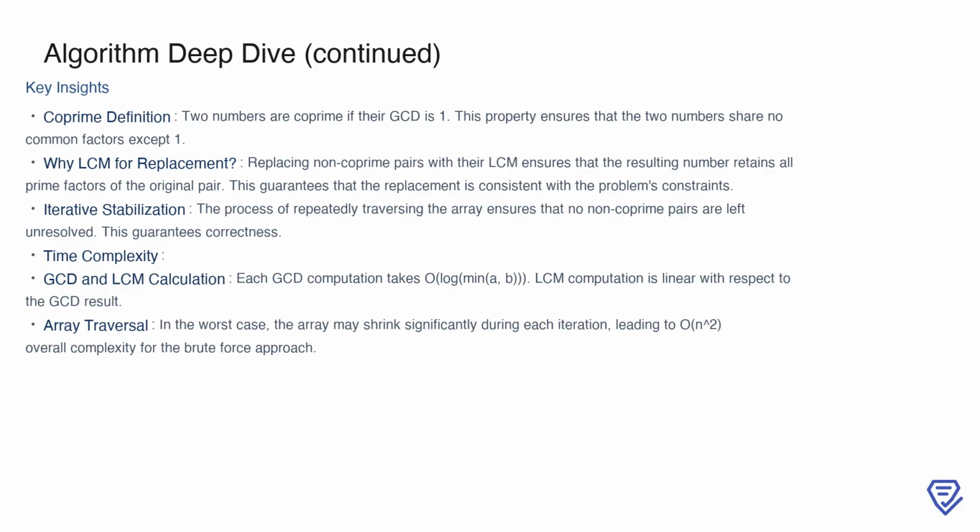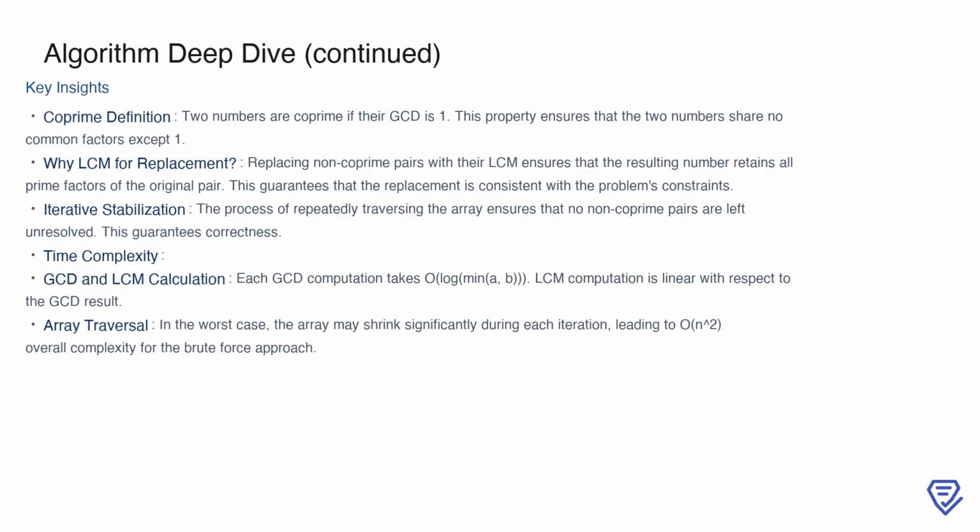First, two numbers are Coprime when their GCD is 1, meaning they share no common factors other than 1. When a pair is non-Coprime, replacing it with its LCM ensures that the resulting number retains all the prime factors of the original pair, satisfying the problem's requirements. The iterative stabilization process guarantees correctness since the array is repeatedly processed until no unresolved pairs remain. From a complexity perspective, GCD computation is efficient, taking logarithmic time with respect to the smaller of the two numbers.